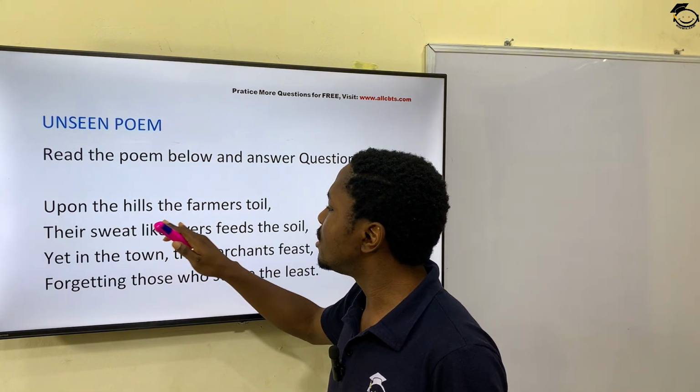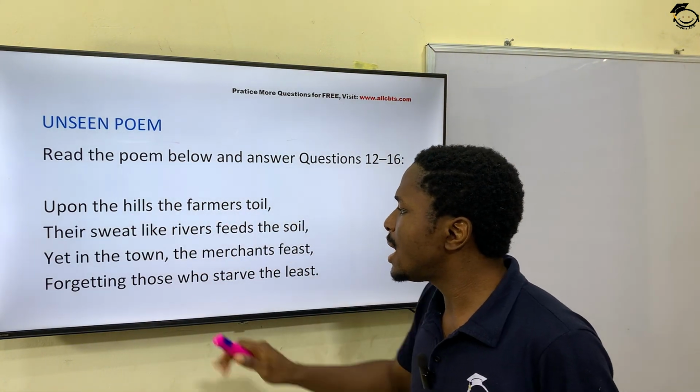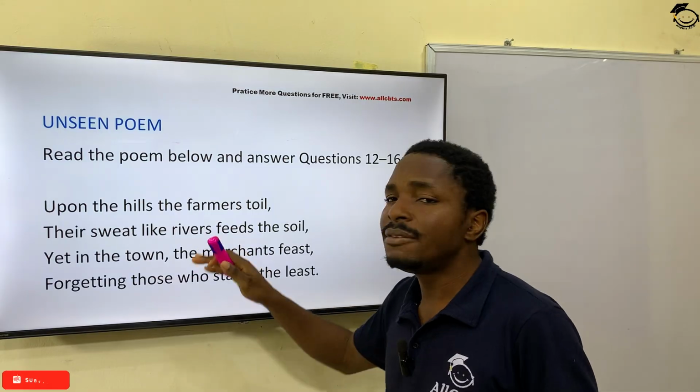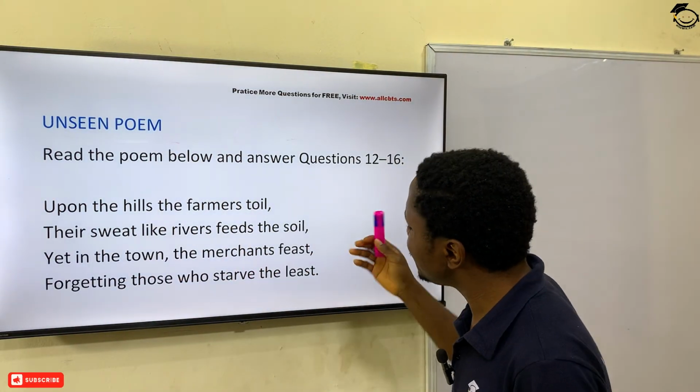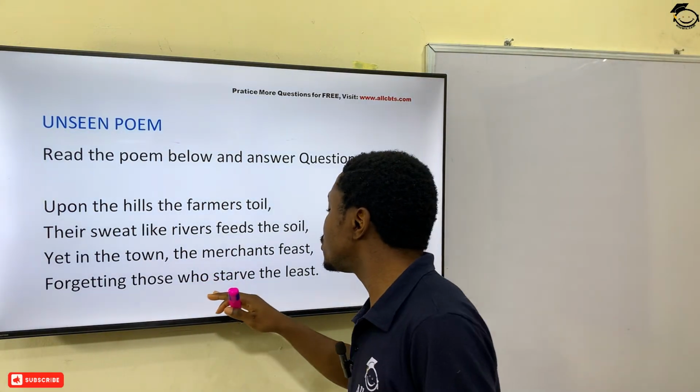Upon the hills, the farmers toil. Their sweat, like rivers, feed the soil. Yet in the town, the merchants feast, forgetting those who starve the least.